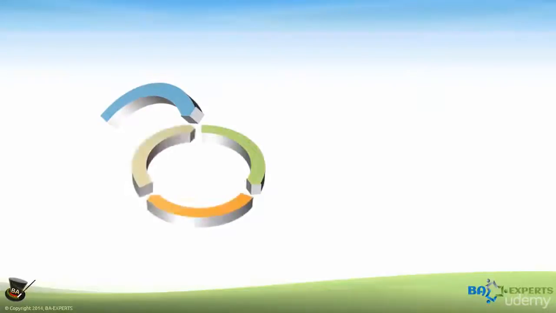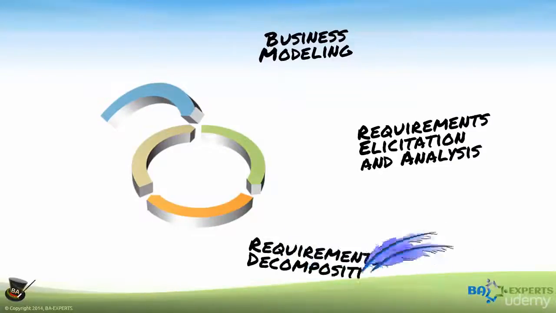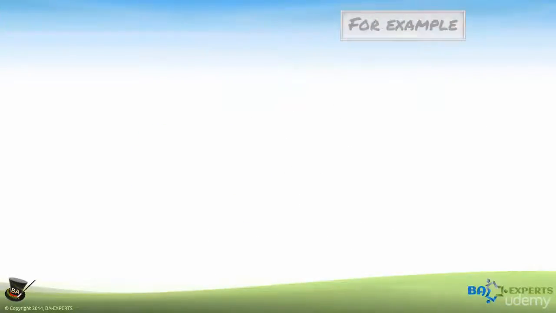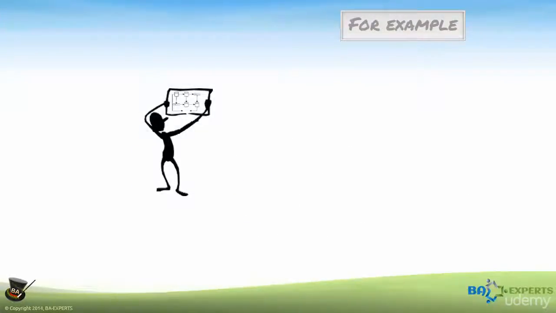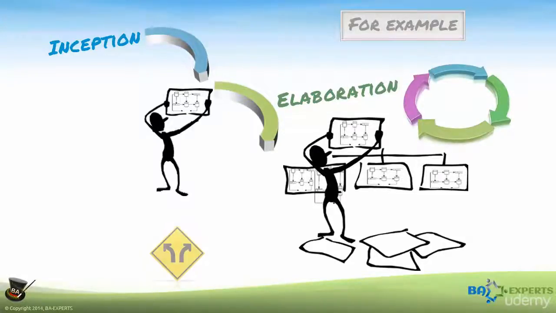Typical business analysis activities such as business modeling, requirements elicitation and analysis, requirements decomposition, etc., cross phase boundaries. For example, it is not uncommon for a business process model to be initiated during the inception phase at a high level and then be decomposed incrementally during the elaboration phases over a series of iterations. Separating activities from phases is one of the hallmarks of the iterative approach.